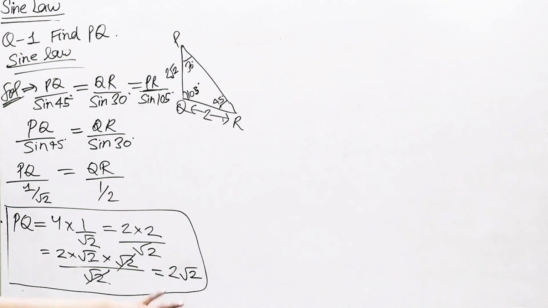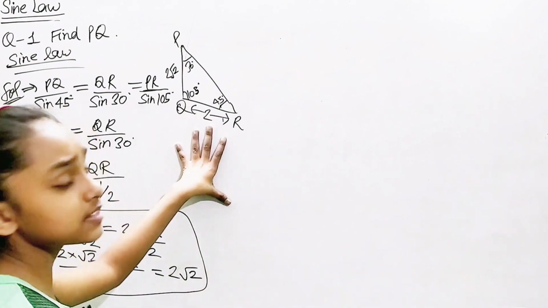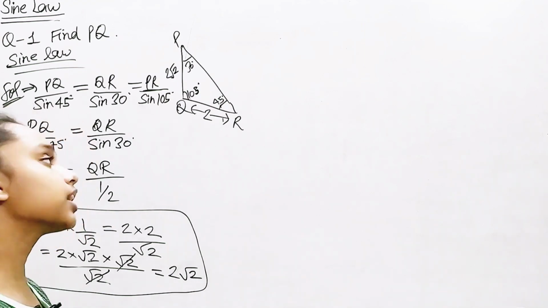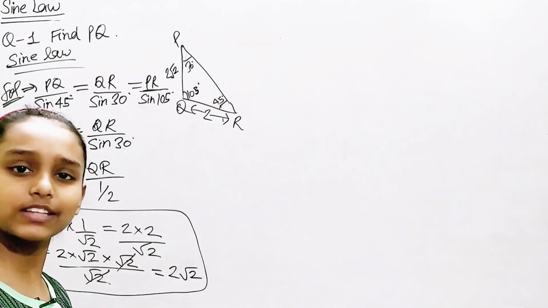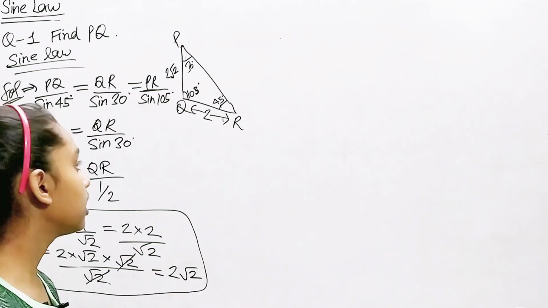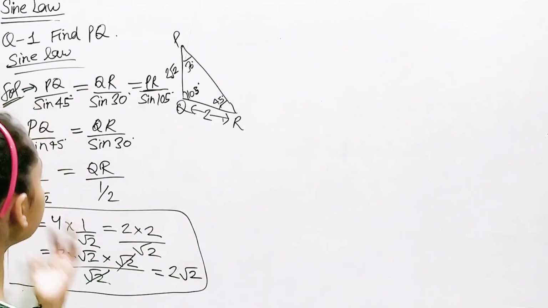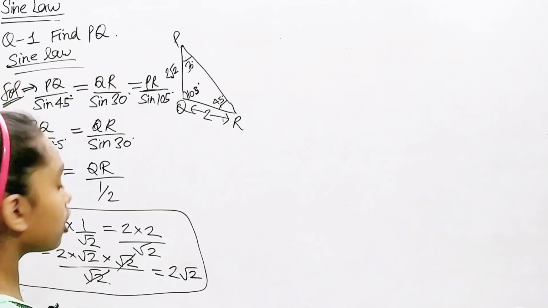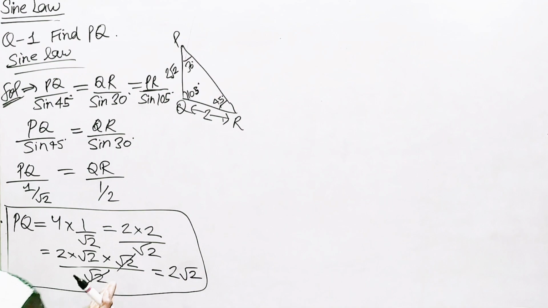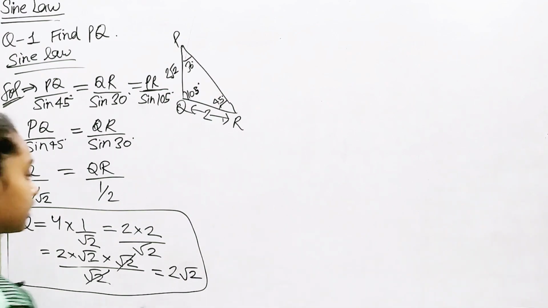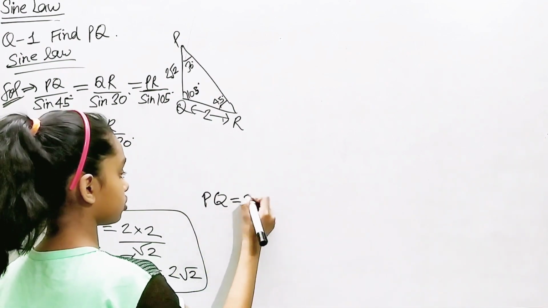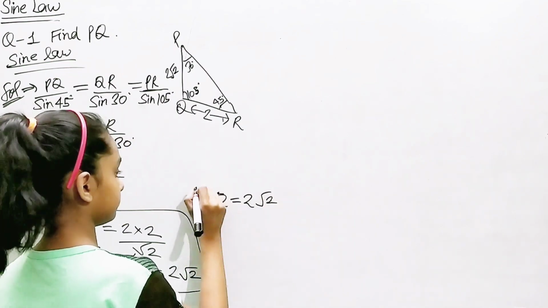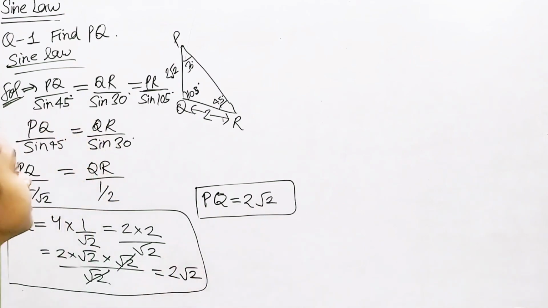As you can see, only one side is given to us, and that is really good for us. If a second side is not given, don't worry, it doesn't matter. We can find PQ using the sine law. This is how I get the PQ side, which is 2 into root 2.